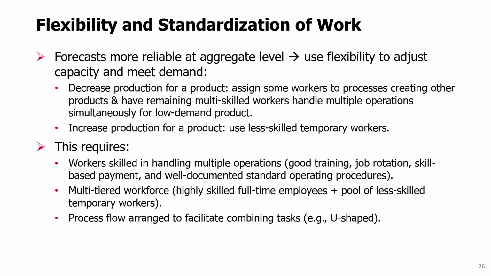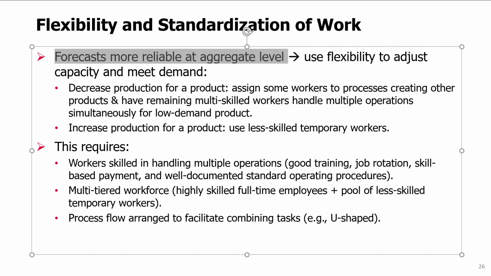Flexibility and standardization of work. Two important components of the lean operation system are flexibility and standardization of work. We need to recognize that forecasts will be more reliable at aggregate level, and it's easier to plan capacity at an aggregate level than in detail, let's say, for variants of products at a more disaggregated level.